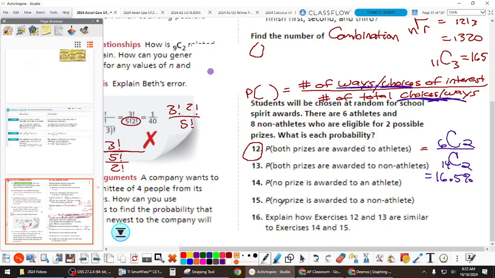Okay, no prizes awarded to an athlete. What's another way of saying that? So isn't that the same as 12? Oh, no, it's 13. Sorry, 13. And then 15 is the same as 12.